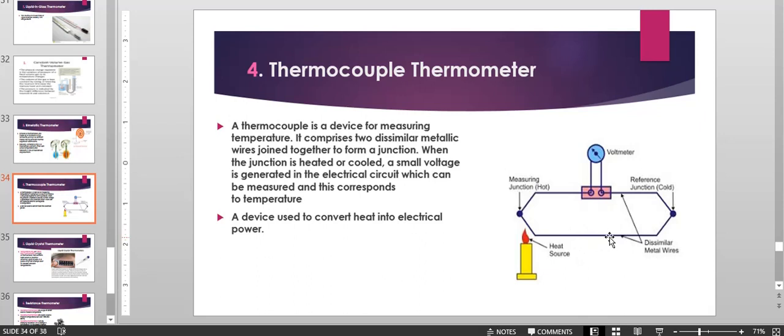As you can see in the diagram as well, this is basically the circuit of this type of thermometer. One measuring junction is hot and the other is the cold junction. And these are two dissimilar metal wires. So one side is cold and the other side is hot. Because of this, a current starts to flow in these dissimilar metal wires, and with the help of this voltmeter, that current or that voltage can be measured.